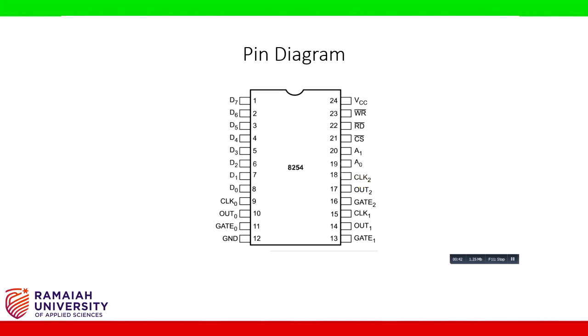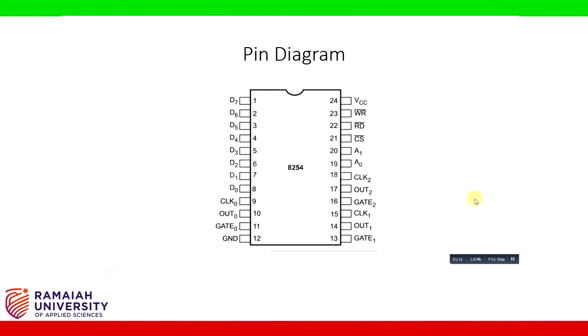Diagram shows the pin configuration of 8253. 8253 has 3 timers and 24 pins. Pin 1 to pin 8 are data pins. Pin 9, 10 and 11 are clock pin, output pin and gate pin of timer 0 respectively. Similarly, pin 13, 14 and 15 for timer 1 and 16, 17 and 18 for timer 2 respectively.